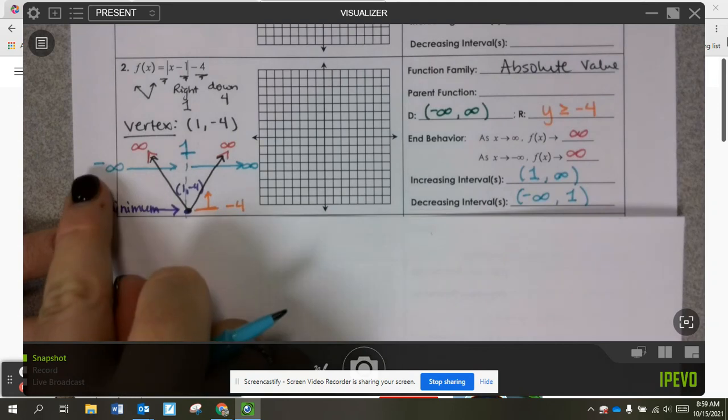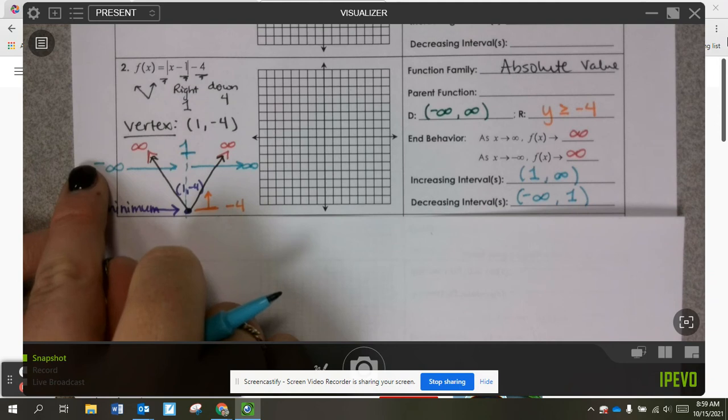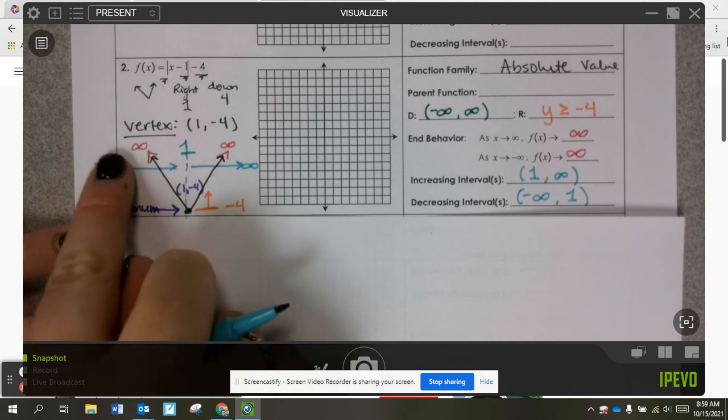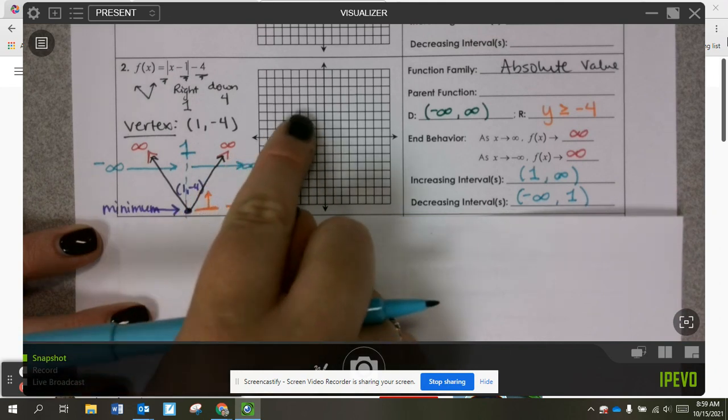Again, for intervals of increase and decrease, look and read our graph from left to right. And we look at what our function is doing. As we come from the left, what's happening? We're decreasing till we hit the number 1. And as we keep reading left to right, now it starts to increase.